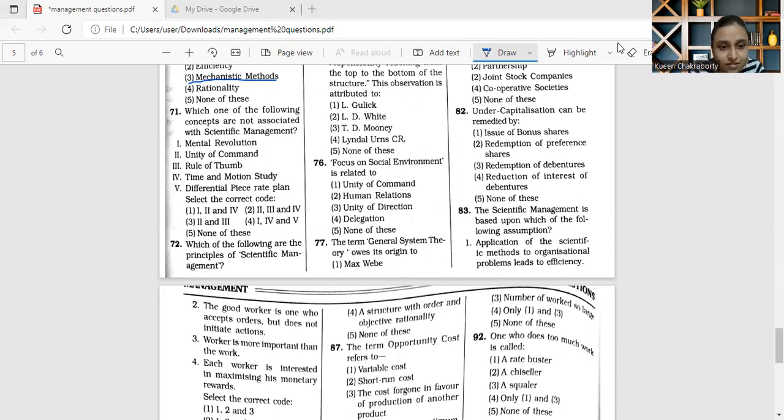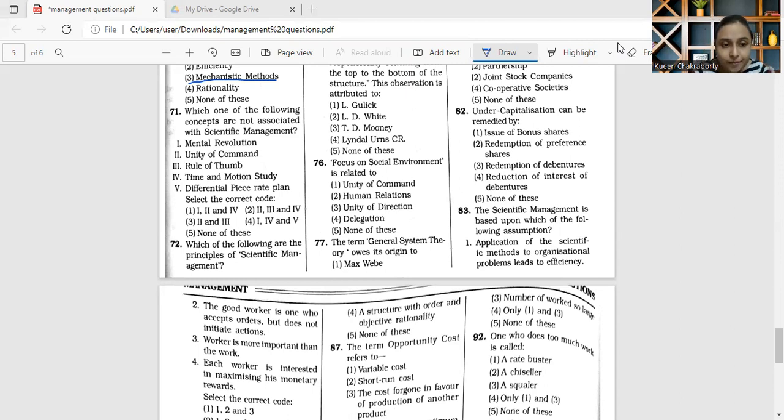Firstly, we have mental revolution. Next, we have unity of command, rule of thumb, time and motion study, differential piece rate plan. And these are the five options we have, and we have the correct codes for it. That is 1, 2, and 4, 2, 3, and 4, 2 and 3, 1, 4, and 5, or none of this. Which will be the correct one?